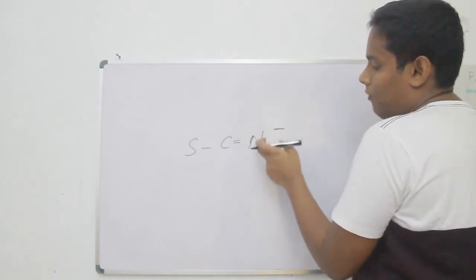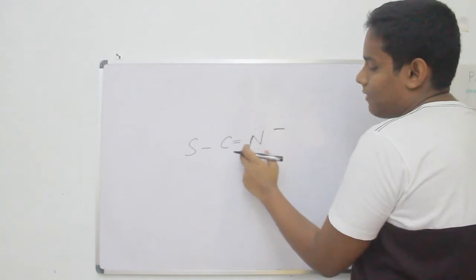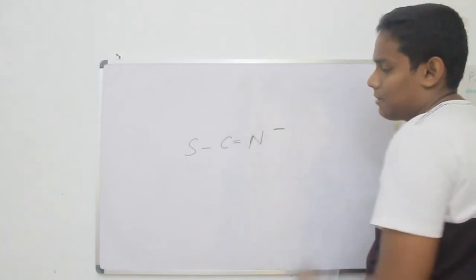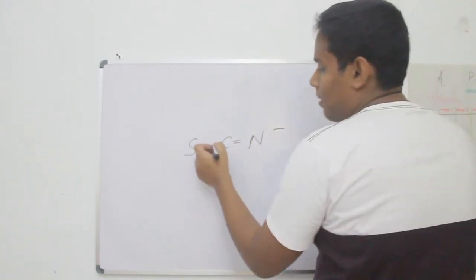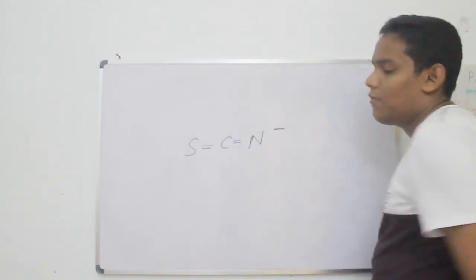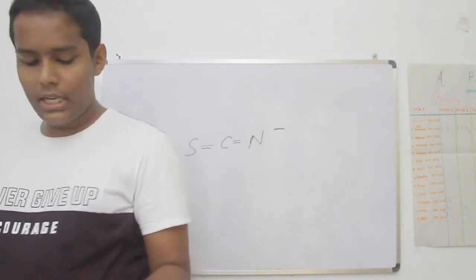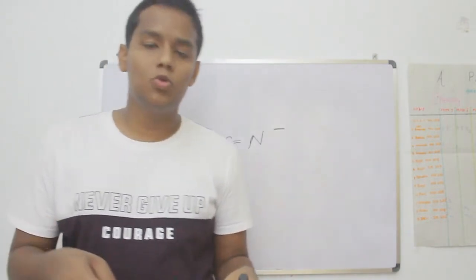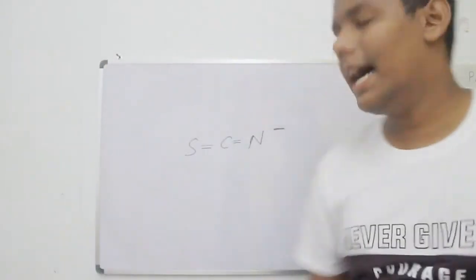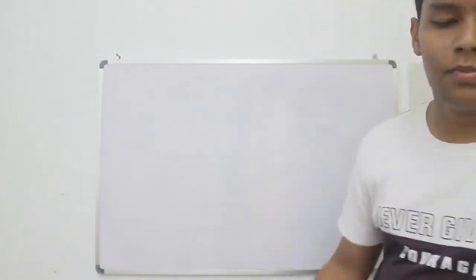So the total number of electrons: 1, 2, 3, 4, 5, 6, 7, 8, 1, 2, 3, 4, 5, 6, minus. I think this should give you a good answer for SCN minus. So your answer for question number 5 is answer number 2.